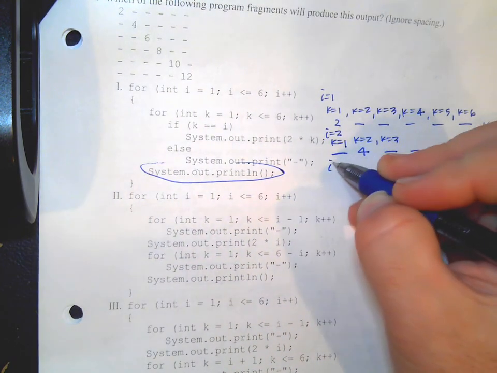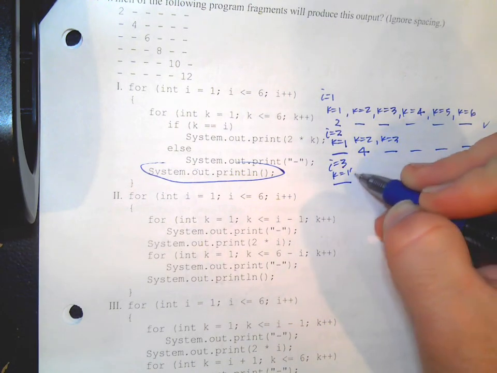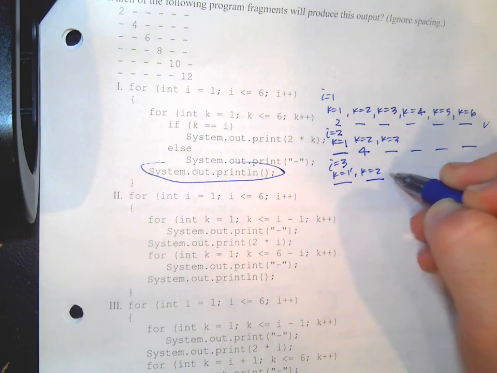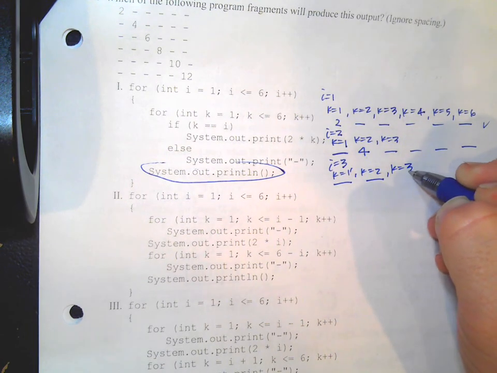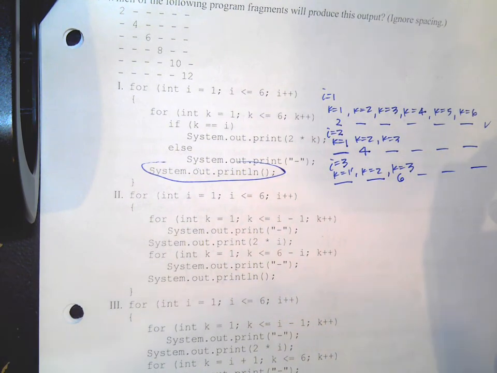And then you're going to go to i equals 3. And k equals 1. And you're going to get a dash. And k equals 2, and you're going to get a dash. And k equals 3, and you're like, they match. So we need to double that value, which is 6. And then dash, dash, dash. So I think you can start to get the pattern here. This one seems like it's going to work, right?